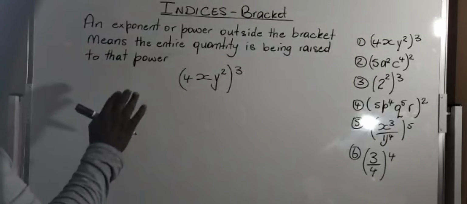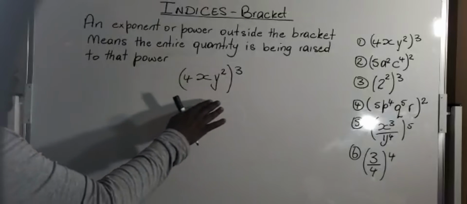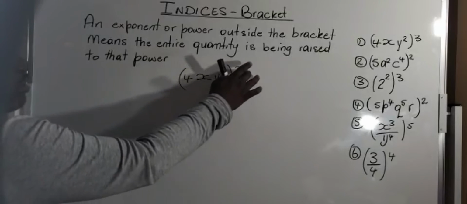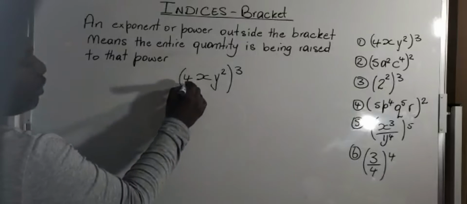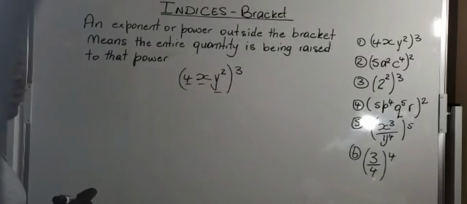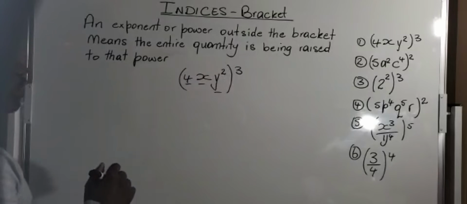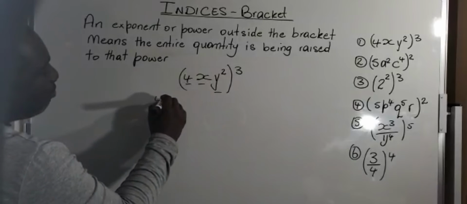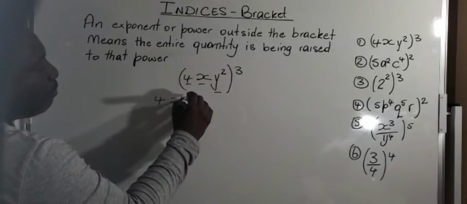The implication is whatever is in the bracket is being multiplied by what is outside of the bracket. So we are looking at 4 here, x and y squared. Now we must bear in mind that number 4 is the same as writing 4 to the power of 1.